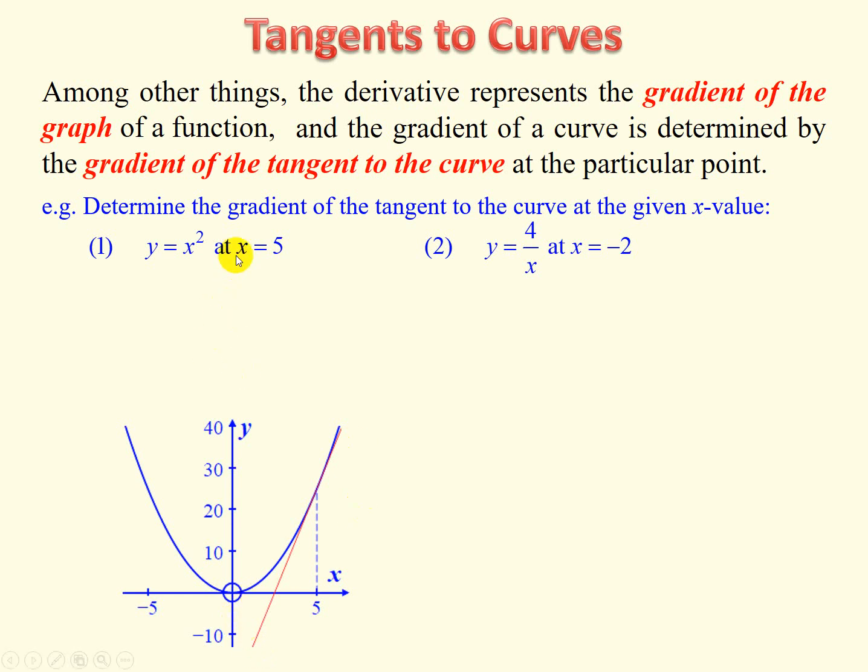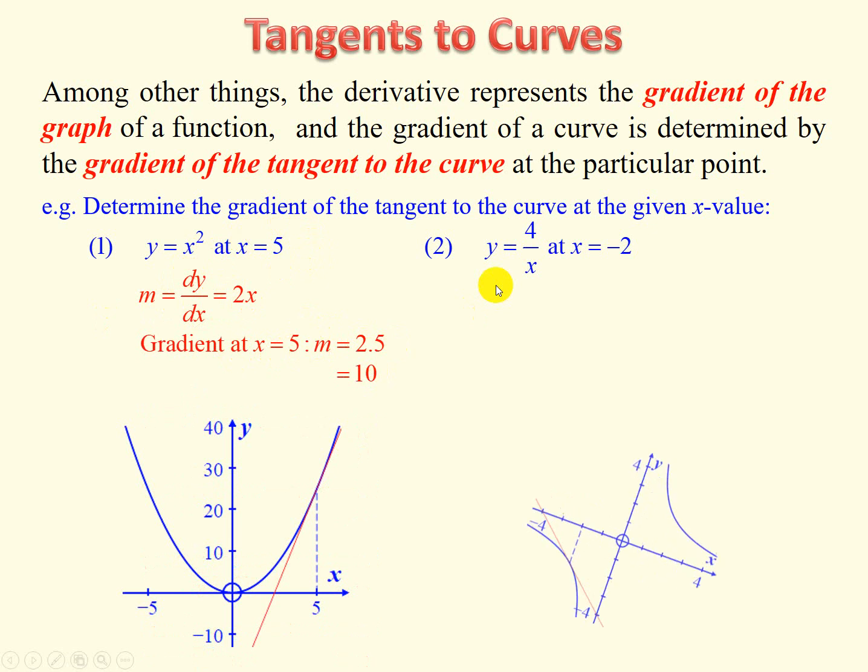Well, the gradient we're going to get using differentiation, and the point can only be that point of contact where this line meets the parabola, and we know the x value is 5, so we need to substitute the 5 into the original. But at this stage, we're only finding the gradient of the tangent, but after that, we're going to be finding the equations. So we differentiate y equals x squared and simply substitute in x equals 5, and there's our gradient, 10.